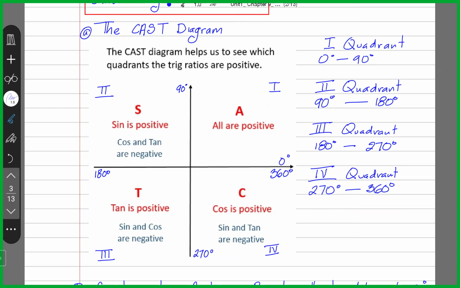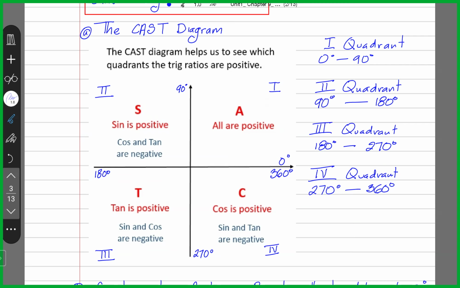C from CAST is telling me that in the fourth quadrant, cosine is positive. So there's sine, cosine, and tangent. Cosine is positive in the fourth quadrant, and sine and tangent are negative. A refers to the first quadrant, and the A there is telling me that in the first quadrant, all are positive. Sine is positive, cosine is positive, tangent is positive. So the sine, cosine, and tangent of every angle between 0 and 90 degrees is positive.